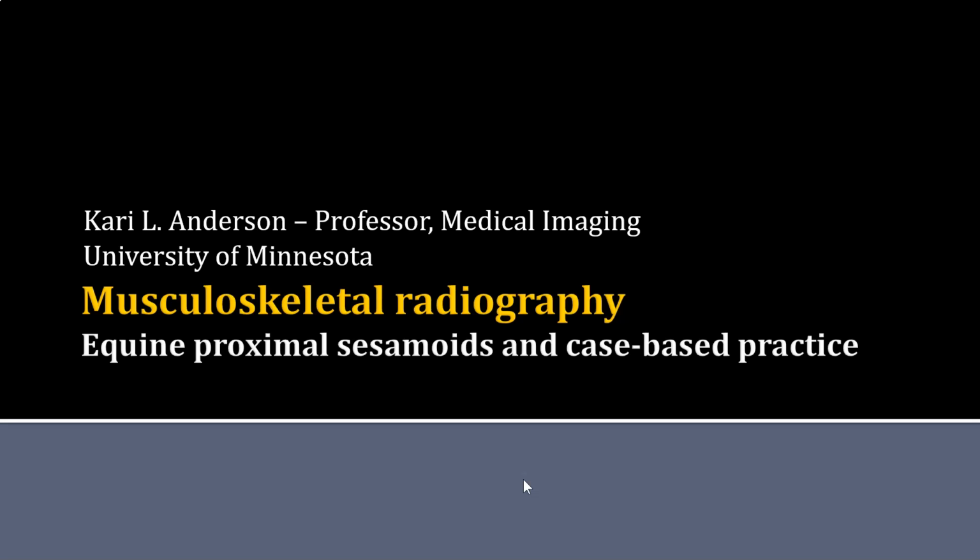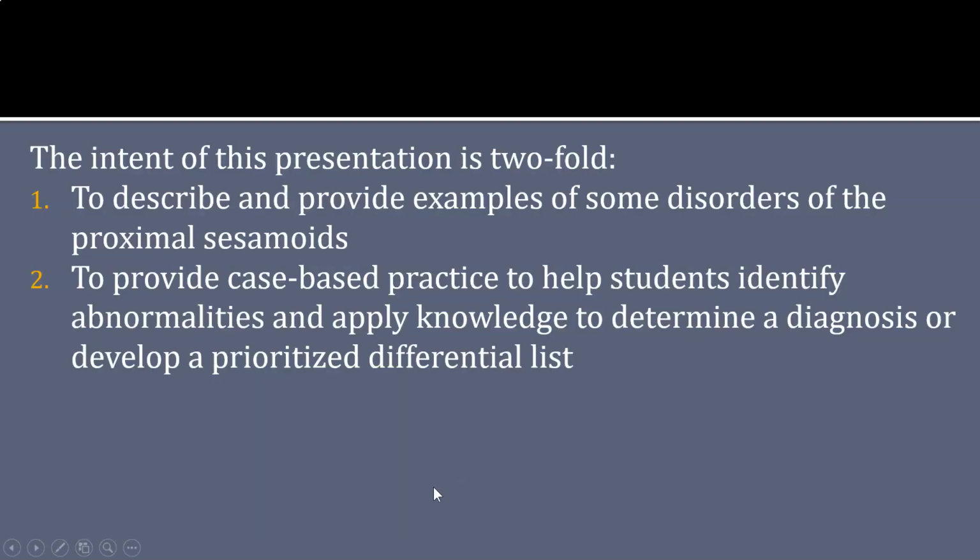This is the second in a series of presentations specific to additional disorders of the distal limb of the horse. The intent of this presentation is twofold. First, to describe and provide examples of some disorders of the proximal sesamoids, of which you will need to be able to identify the radiographic findings and diagnose the disorder. And second, to provide case-based practice to help you identify abnormalities and apply the knowledge you've learned to determine a diagnosis or develop a prioritized differential list.